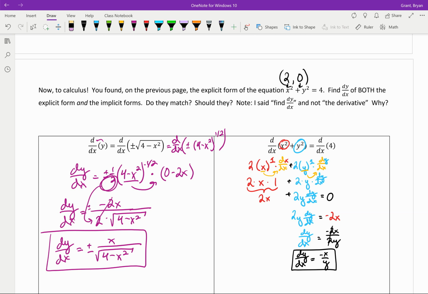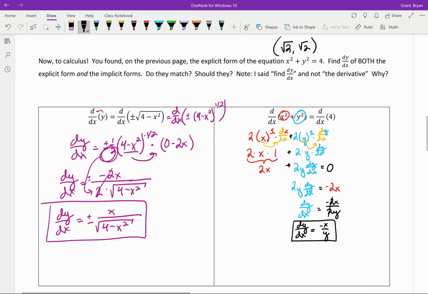Now imagine I wanted to find the slope at (2, 0). Oh, that's not going to be a good one. Apologies. Let's do something a little bit more crazy. Let's try, how about the square root of 2 and the square root of 2? Square root of 2 squared is 2, plus 2 is 4. Yeah, (square root of 2, square root of 2) is going to be on our circle. Let's try to find the slope at that point on each one.